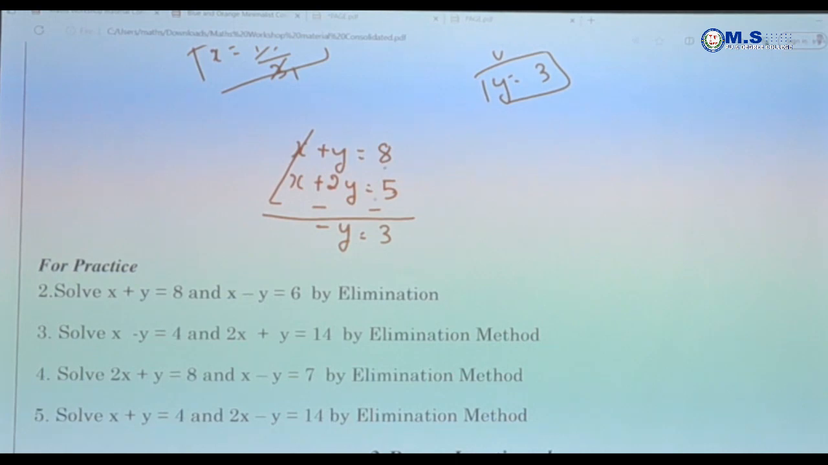8 minus 5 is 3. So the answer is minus 3. Then you can find x. But you understood now when to change the sign and when not to change the sign. Don't make it complicated. Okay.